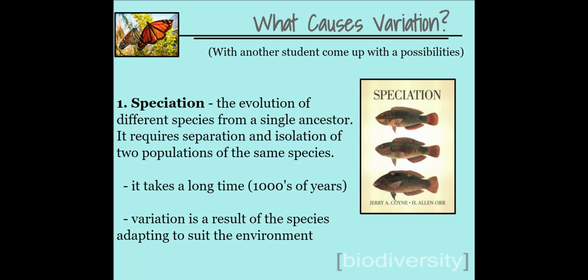That's going to lead us into pretty much the most important part of our conversation today, which is variation. So when we look at populations, communities, ecosystems, we have to really start with the species. And we have to figure out how species are varying from one another, or how they are varying within their groups. So speciation is the idea of the evolution of different species from a single ancestor. Okay, it requires separation and the isolation of two populations of the same species. It can take a really, really long time, and it results in species adapting to suit their environment.